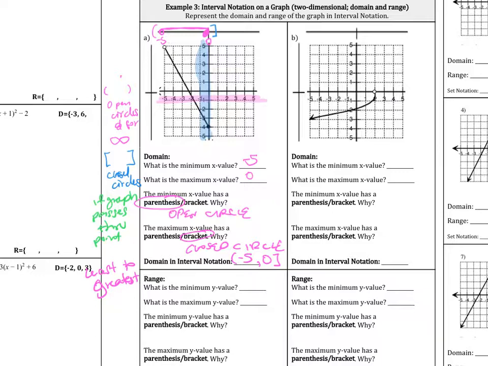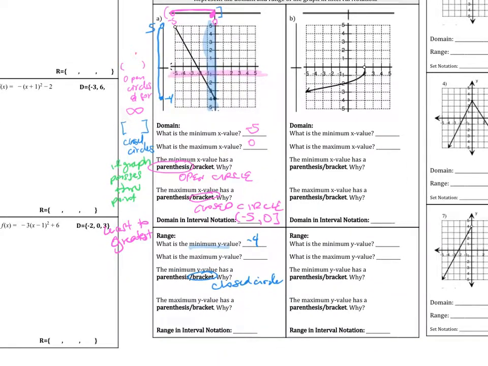So let's take a look at what's the minimum y value or lowest y value. And if we look, we notice that the lowest is here, and that is at -4. The highest y value, looking at this blue, is +5, and it's an open circle. So here is our range. So the minimum y value is -4. We know that's going to be a bracket because it's a closed circle. Then we take a look at the maximum. That's going to be parentheses. That's 5, and that's because it's an open circle.